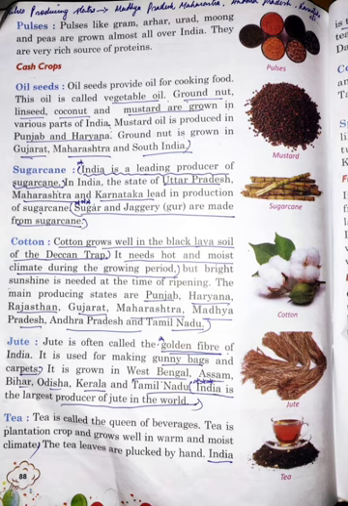Another example of food crops is pulses. Pulses are like gram, ahar, urad, mung, peas. They can be found almost all over India, but the popular states that produce pulses are Madhya Pradesh, Maharashtra, Andhra Pradesh and Karnataka. And pulses are a very rich source of protein.